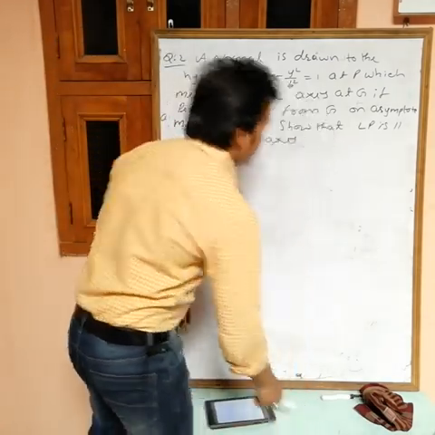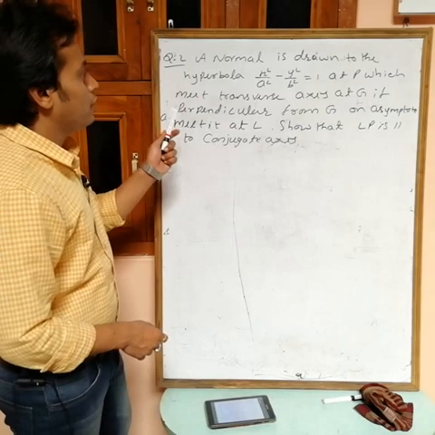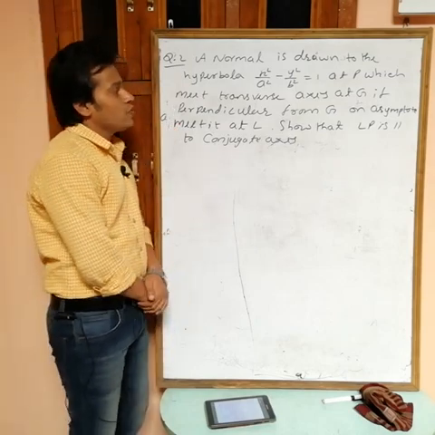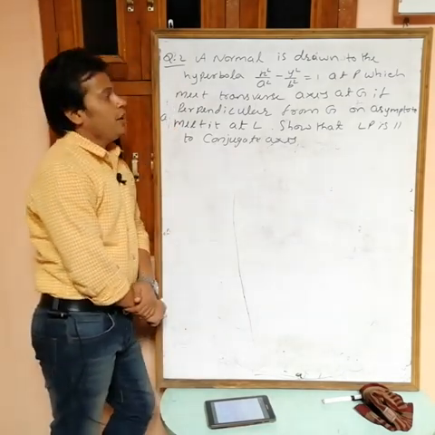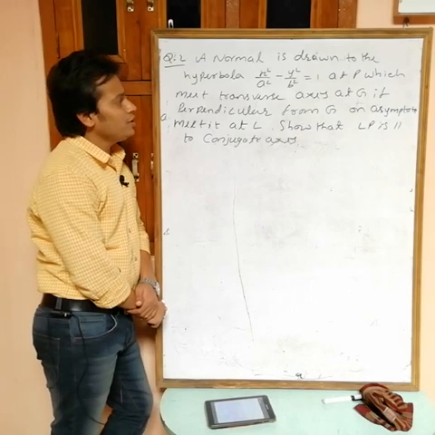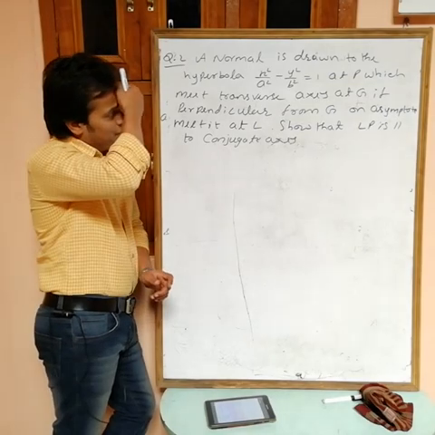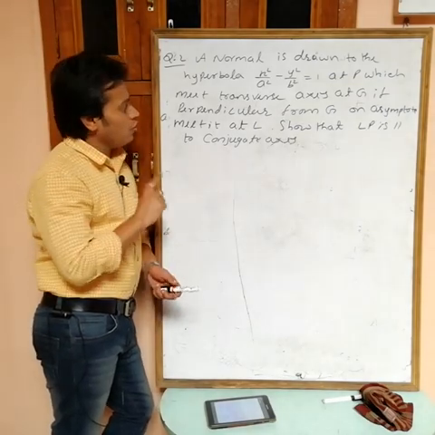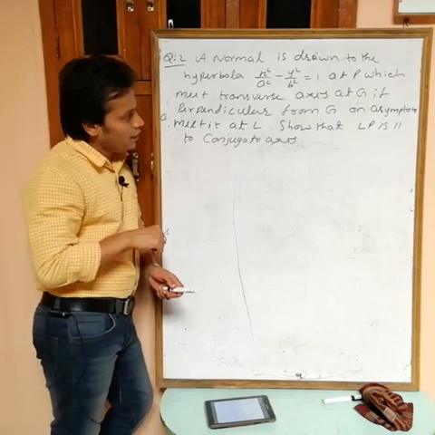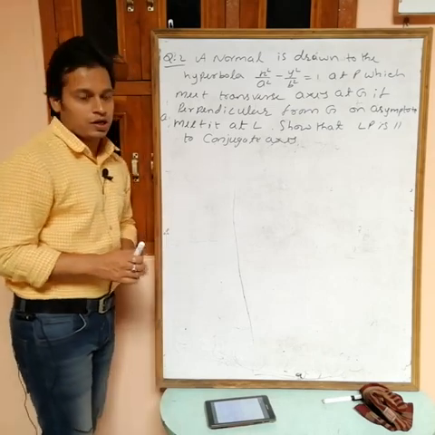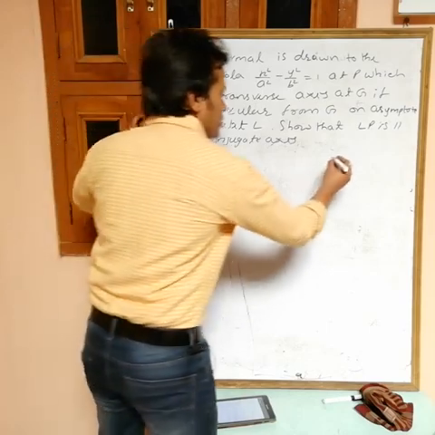So what is the question? A normal is drawn to the hyperbola x square by a square minus y square by b square equals 1 at any point P which meets the transverse axis at Z. If the perpendicular from Z on the asymptotes meets it at L, then show that LP is parallel to the conjugate axis. See, the question is like this one.